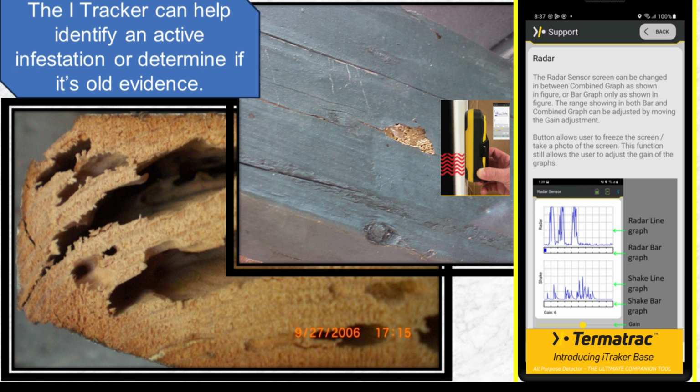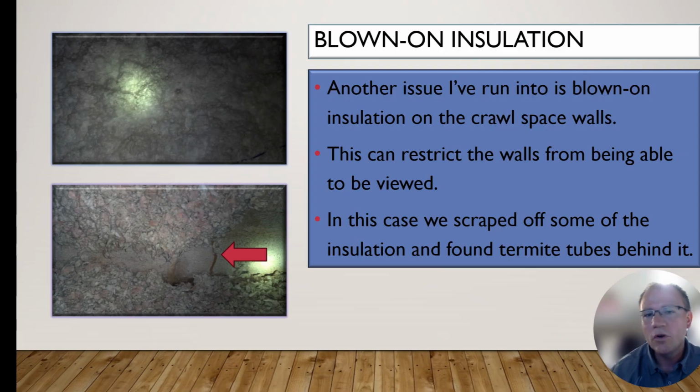The eye tracker made by Termatrac can aid us in identifying if the termites are active or if it's old evidence. In this slide, we're looking at blown-on insulation on crawl space walls. This is another issue I've run across where companies will actually blow cellulose insulation on the crawl space walls, make it stick, and then you can't do an inspection. On this particular home, we actually scraped a gap at the bottom of the walls, and we found a subterranean termite tube.